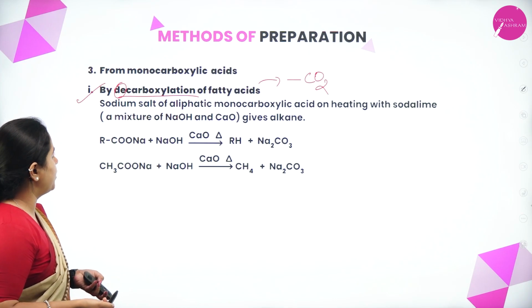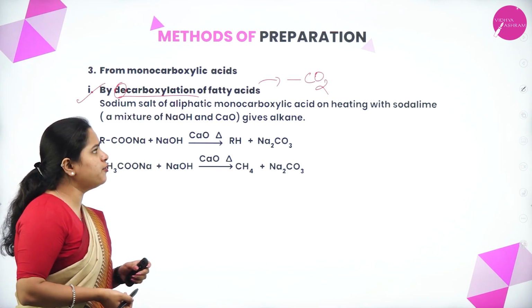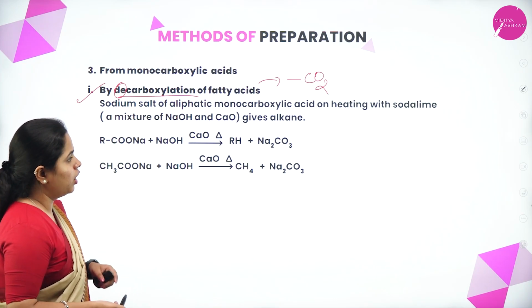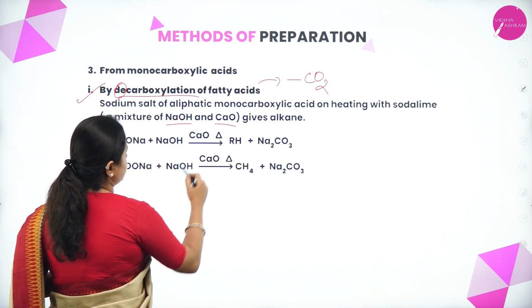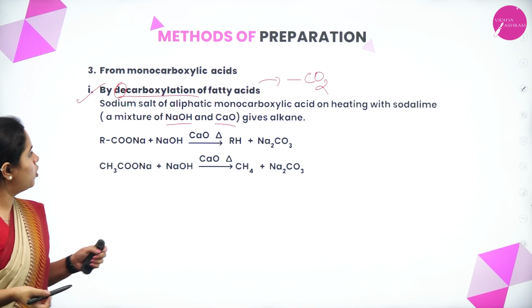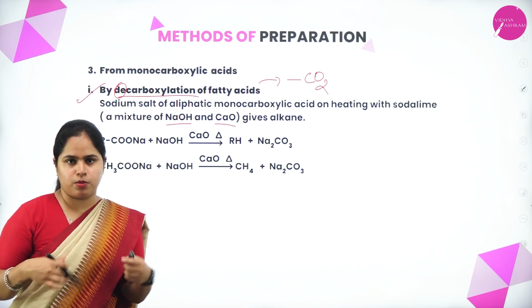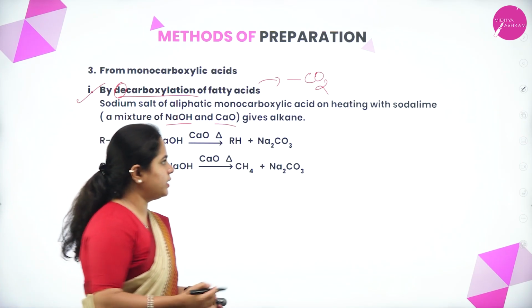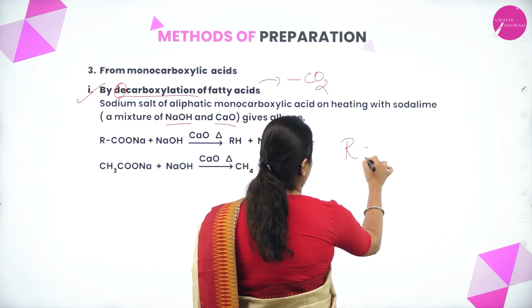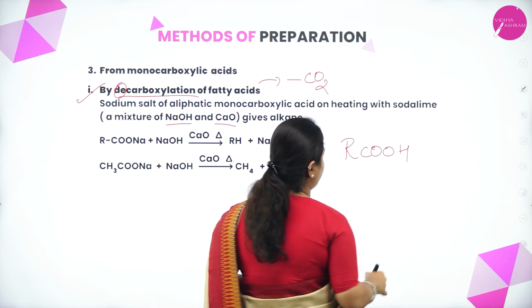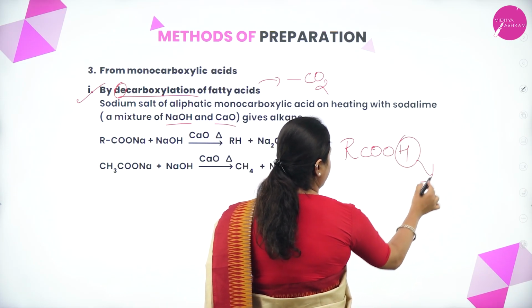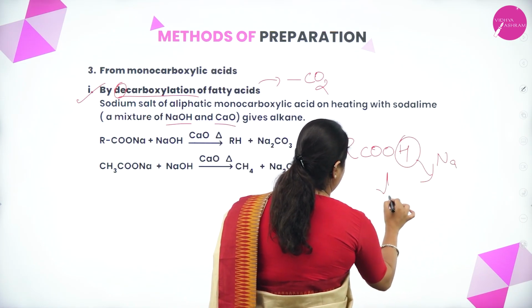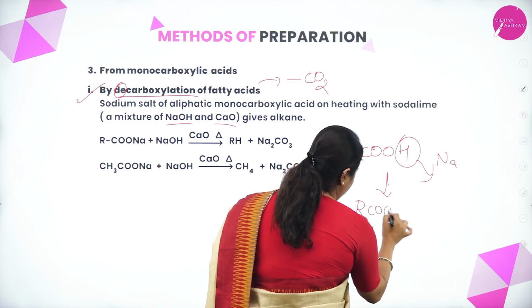So what is happening here? The sodium salt of an aliphatic monocarboxylic acid on heating with soda lime, which is a mixture of sodium hydroxide and calcium oxide, gives an alkane. So we are taking the sodium salt of a carboxylic acid. Let's take an example of a carboxylic acid, RCOOH. What is the sodium salt? This hydrogen will be replaced by sodium. So you will get RCOONa.